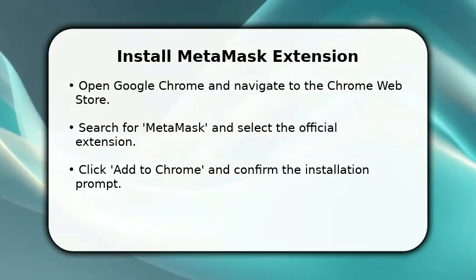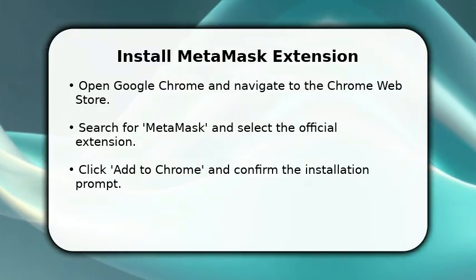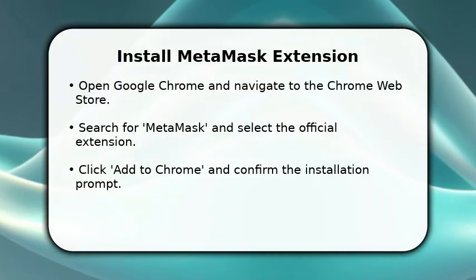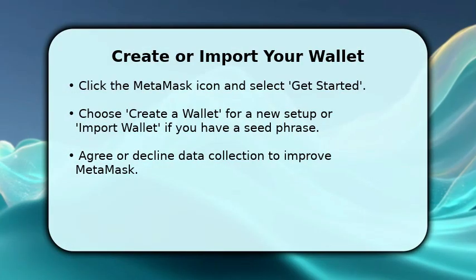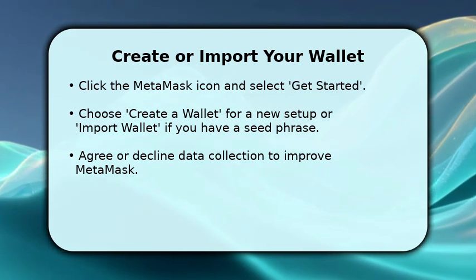Then, click the Add to Chrome button and confirm the installation when prompted. Once installed, you'll see a small fox icon. Pin it to your browser toolbar for quick access to your wallet. After installation, click the MetaMask Fox icon and select Get Started.